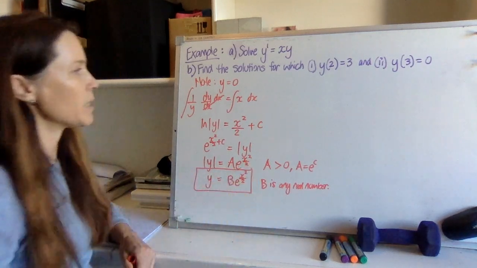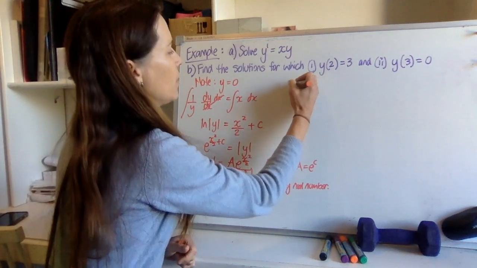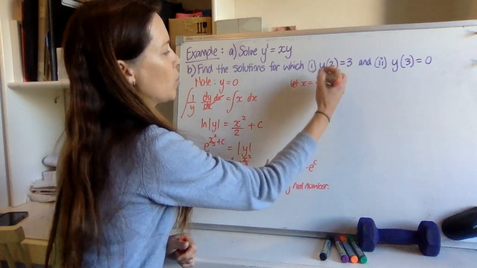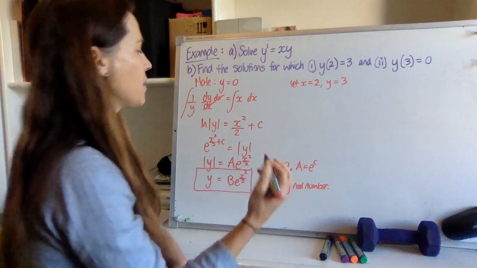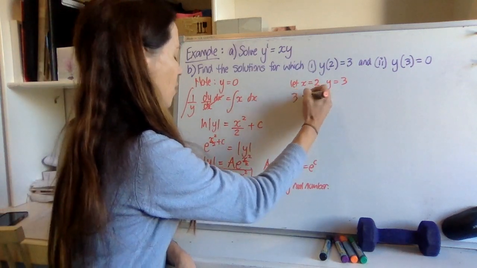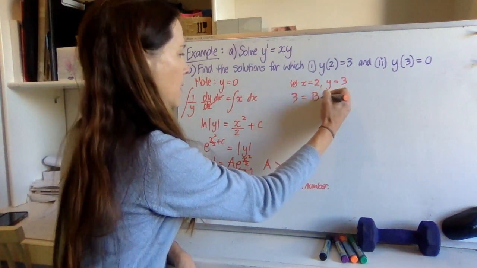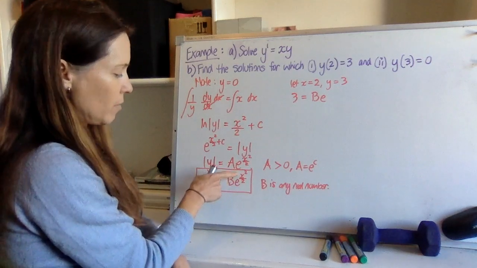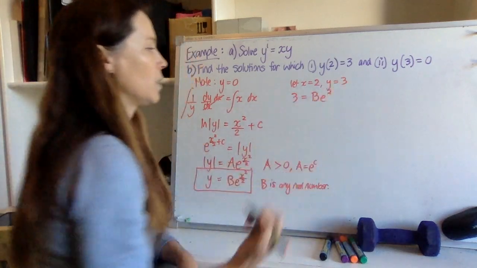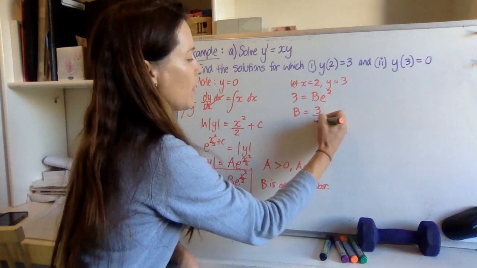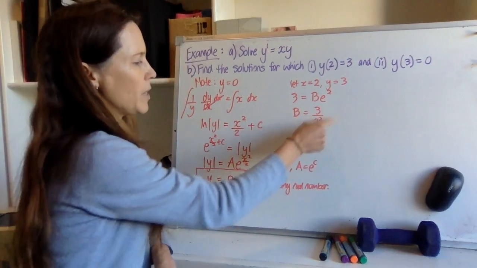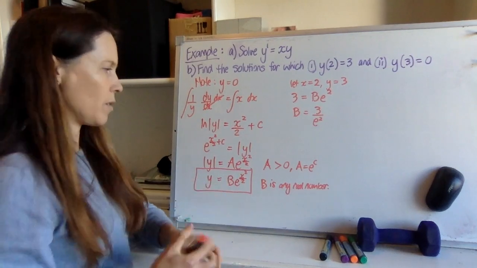Now we need to find particular solutions. So we need to let x equal 2 and y equal 3 and find out what the value of our b is there. So subbing in, we get 3 is equal to b e to the 4 over 2, that's e squared. So b is going to be 3 over e squared. So now we need to sub in that value of b to our general formula here.